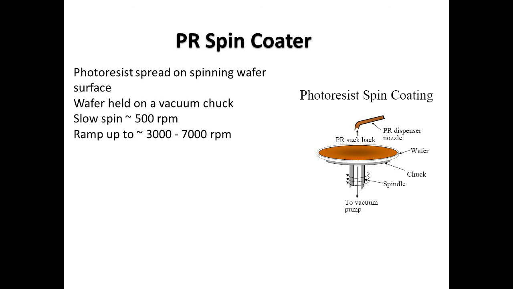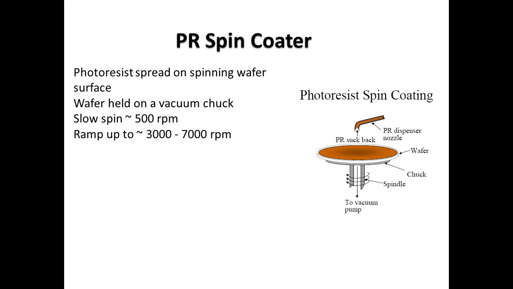Now what will happen is that you apply your photoresist, PR, then you start to spin it. Look at the vacuum pump. The function of the vacuum pump is to suck your wafer down, so during the spinning it stays in place. The spinning is fast. Slow spin is 500 rotations per minute, which is not really slow, and you can ramp it up to 7,000 RPM.